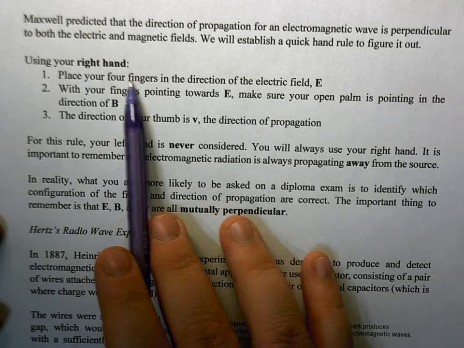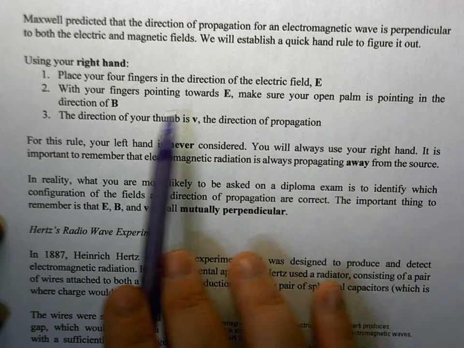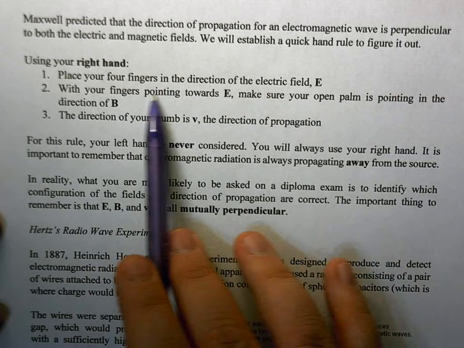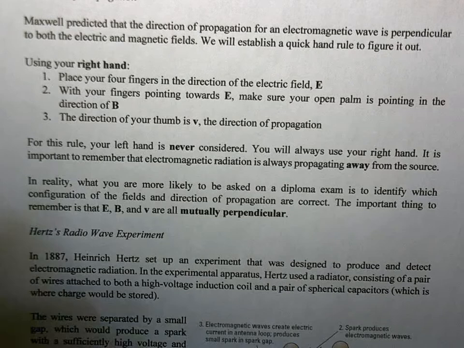But what we could do is use our right hand. You could place your fingers in the direction of the electric field. You can place your open palm in the direction of the magnetic field, and then your thumb will point in the direction of propagation. Now, that's one way to do it. That's not really the way you'll probably be asked to do this on a diploma exam.